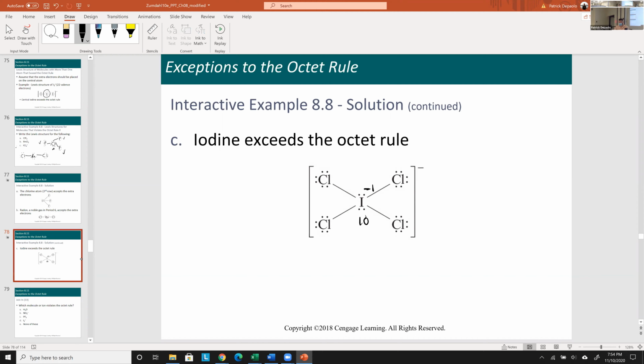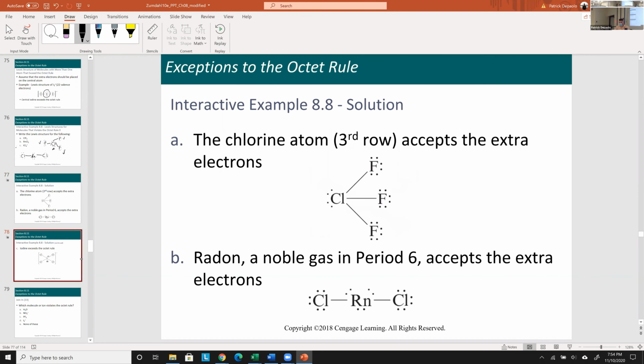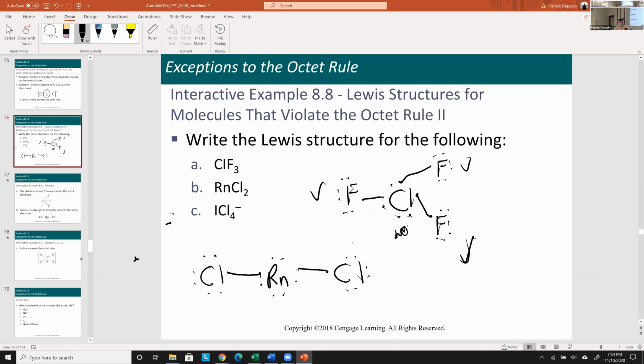Okay, so any questions on that? So actually the ones that violate the octet rule, if they're like that, aren't too bad. It's just a matter of seeing which one's the least amount. That one goes in the middle, and then you just make the other ones work with single bonds.